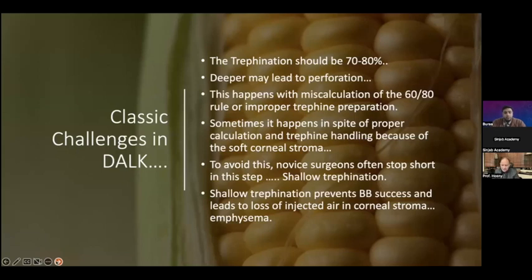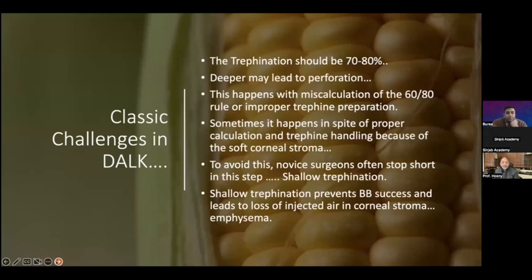These ectatic corneas are very soft. Sometimes they do not obey the rule that every 90 degrees of trephination, you will dig in the cornea 60 microns only. Sometimes it's more than 60 microns. So if you do that and aim for 80% trephination, sometimes you will go 100% at one point, and you find that aqueous is coming out and you have perforated the cornea. And when this happens early on the learning curve, usually the defensive mechanism for novice surgeons is to dig in much shallower and to trephine much shallower.